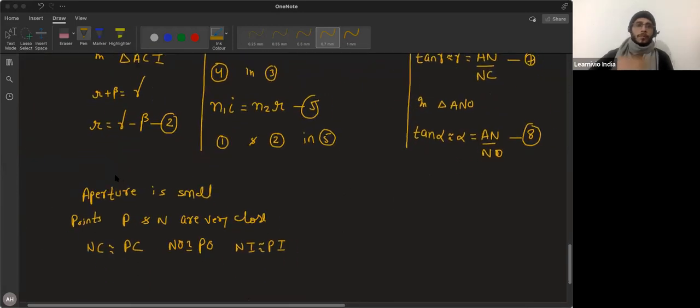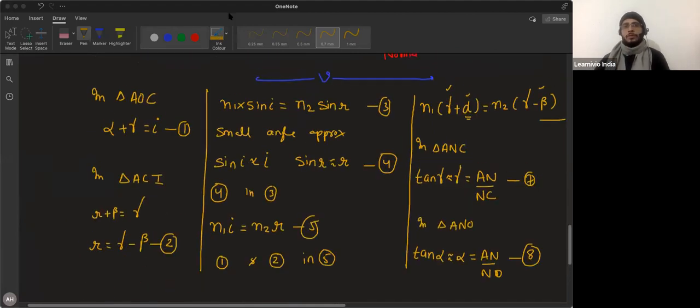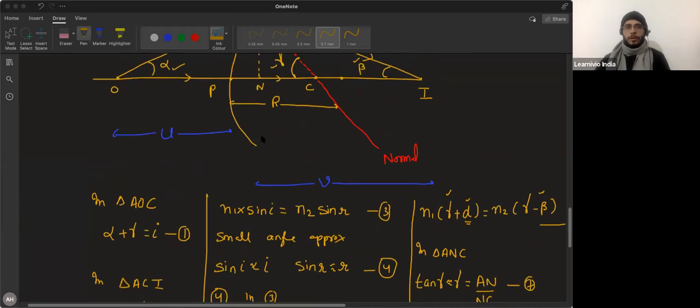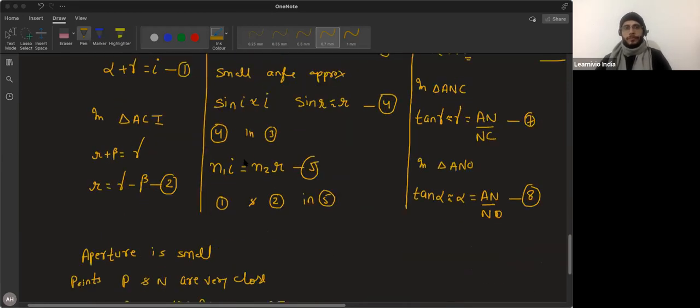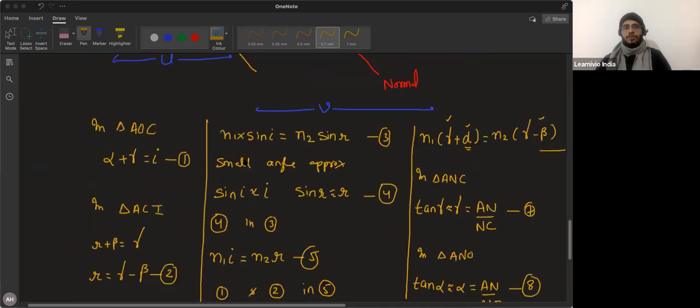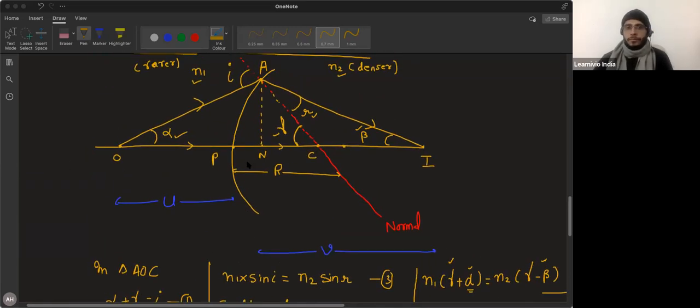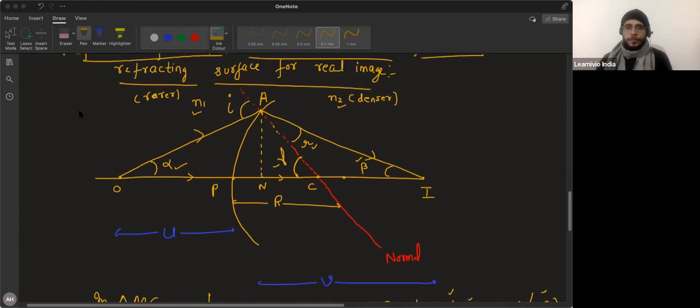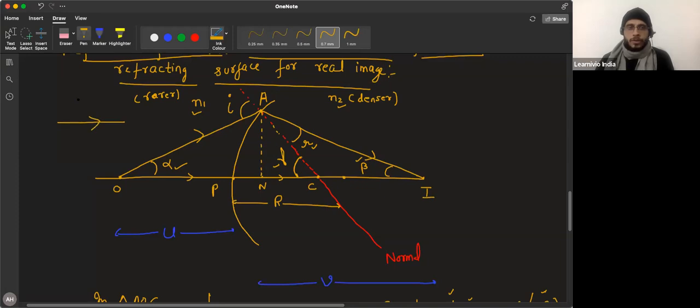Okay, now NC is equal to PC. Okay Abdullah, can you tell me how much is PC in this figure? Radius of curvature. We'll use a sign convention here. See, the light is going in this direction, so I will consider this direction as positive. All directions which are in the direction of incident light are considered positive, and all directions opposite to that of the light will be taken as negative. Since light is traveling to the right hand side, the right hand side is positive and left hand side is negative. So Abdullah, this R, should it be positive or negative?